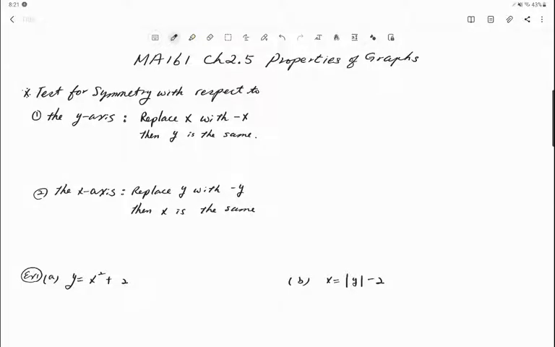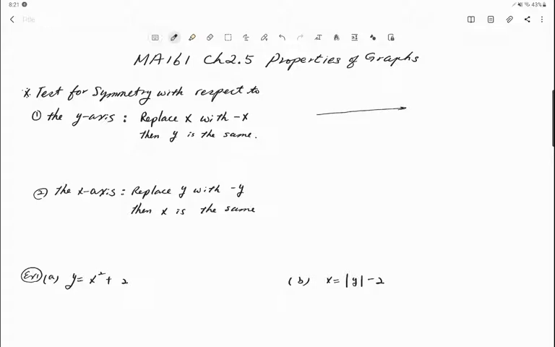Okay, Math 161, Chapter 2.5, the properties of graphs. First, let's check how to test for symmetry with respect to the x-axis and the y-axis. That means there is a graph.